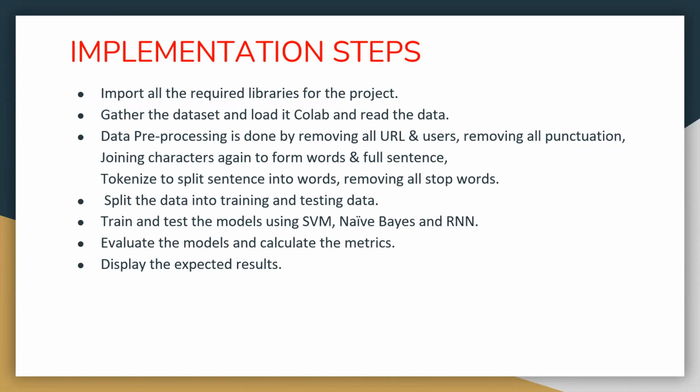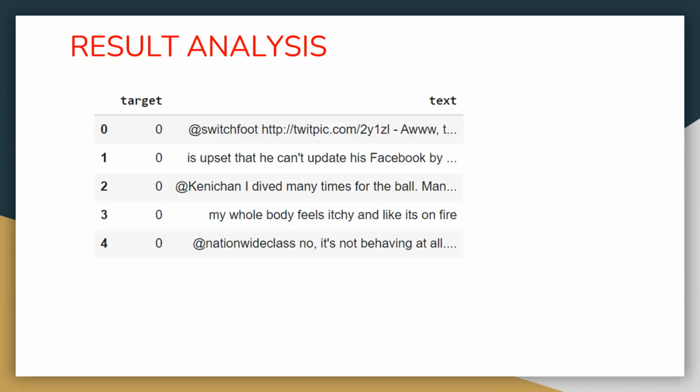Coming to implementation steps, these are the steps for implementing the project. Firstly, import all the required libraries for the project, and gather the dataset and load it into Colab to work with the data. Data pre-processing is done by removing all URLs and users, removing all punctuation, and joining characters again to form words and full sentences. Then tokenize the sentences into words and remove all stop words. Split the data into training and test data. Train and test the models using SVM, Naive Bayes, and RNN. Evaluate the models, calculate the metrics, and display the corresponding results.